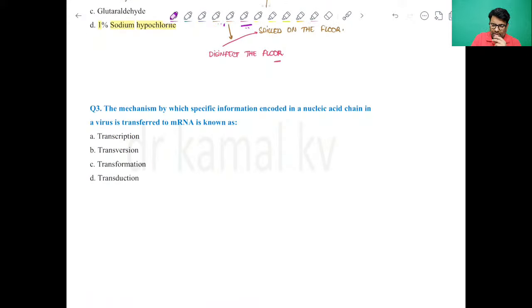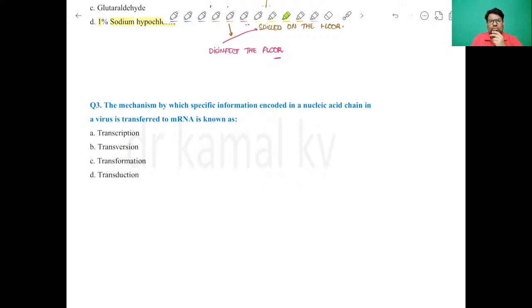Then moving forward to next question, what is that mechanism by which the specific information encoded in the nucleic acid chain is transferred to mRNA? So whenever we say nucleic acid chain, you can also say DNA. So the process of transferring of the information from the DNA to the messenger RNA, this is known as transcription.